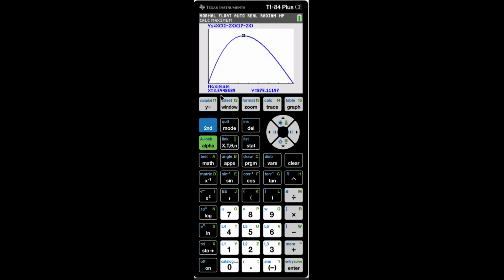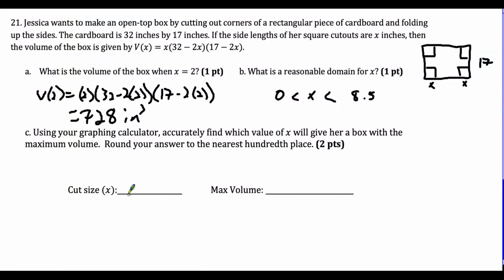So my x value here, and it says round to the nearest hundredth, so 3.54. That is the cut size that I would need to cut out. And then my y value here, 875.11, that would be the max volume. So 3.54 inches for the cut size and 875.11 cubic inches for my max volume.